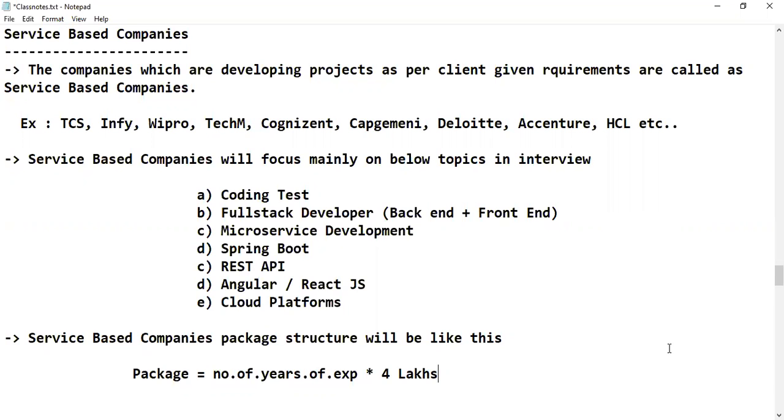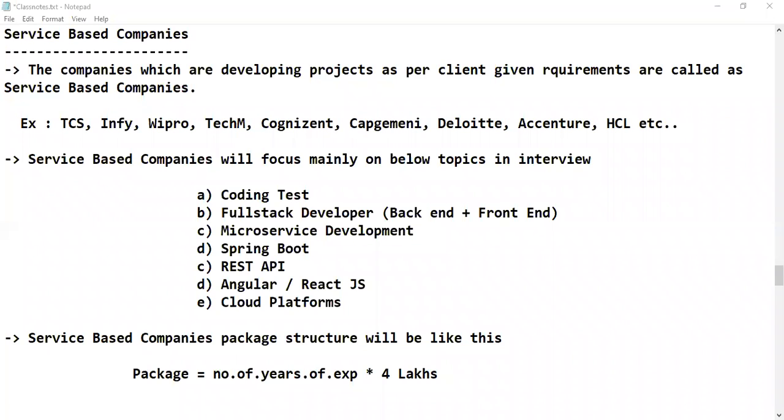TCS, Infosys, Wipro, Tech Mahindra, Cognizant, Capgemini, Deloitte, Accenture, HCL. All these companies come under service-based companies. When you attend an interview in the service-based companies, what kind of topics are they going to ask in the interview? Nowadays, some companies are conducting a coding test, a HackerRank test.